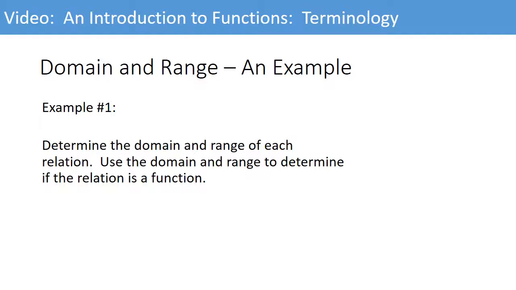Now, let's look at an example. Determine the domain and the range of each relation. Use the domain and range to determine if the relation is a function. The set of ordered pairs -3, 4, 5, -6, -2, 7, 5, 3, 6, -8.